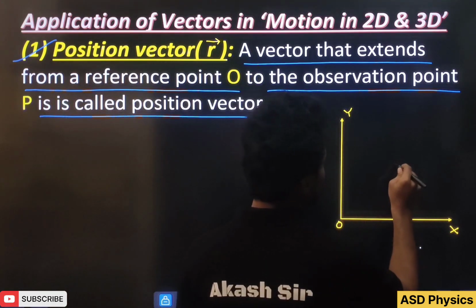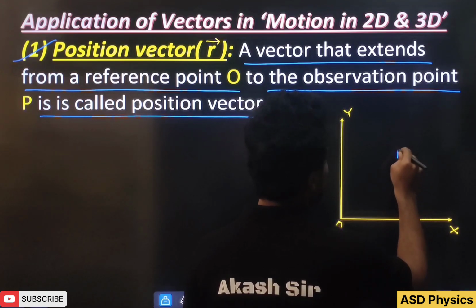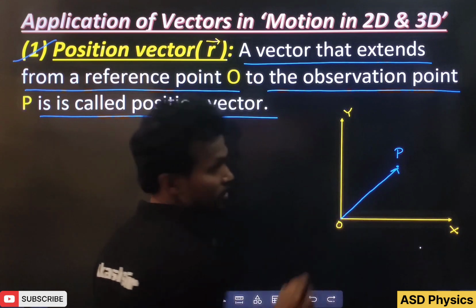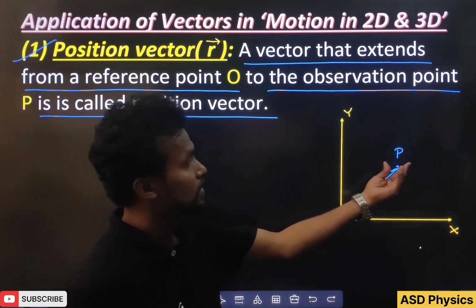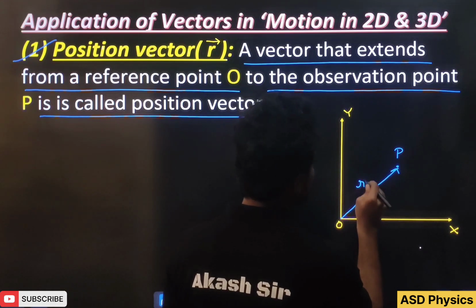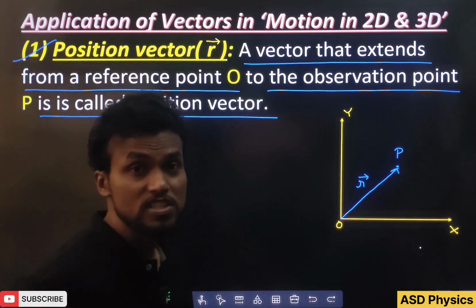Okay, and here let's take this is my reference point. So here I will draw one vector. This is my reference point, and this is my observation point. And see here, this is my position vector R.